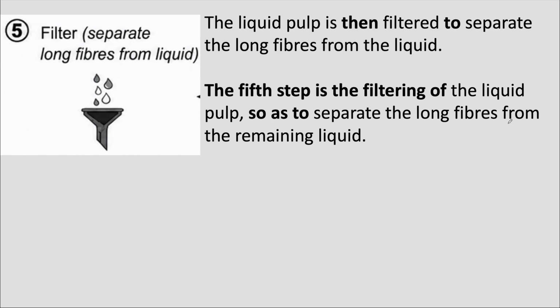The fifth step is filtration. The liquid pulp is filtered to separate the long fibers from the liquid. In the longer version, we change the sentence structure by writing the fifth step is. So this is another way of changing sentence structures. We can write in the fifth step followed by a comma and then write the details of the step, or we can write the fifth step is. We also use so as to instead of to. This is a little more formal.